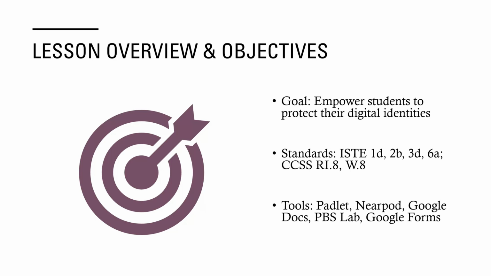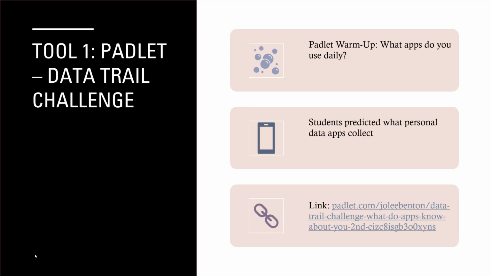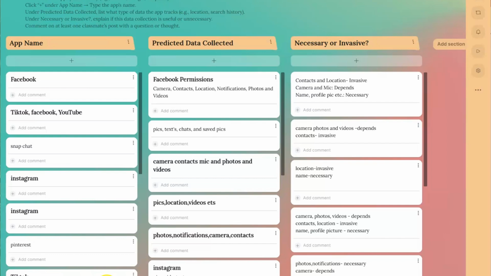Throughout the class, students used a combination of digital tools to explore, reflect, and respond to real-world data privacy concerns. We started with a Padlet activity called the Data Trail Challenge, where students predicted what data their favorite apps collect. Here, students listed apps they use every day and predicted what types of data those apps might collect, like location, contacts, or camera access. Then they decided whether that data was necessary or invasive.